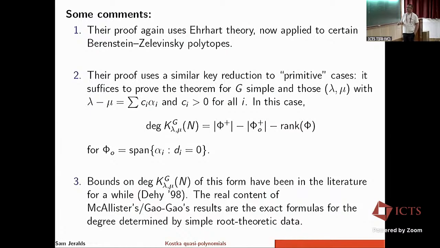This greatly simplifies your degree formula. It's just now the number of positive roots minus the number of positive roots on a much simpler subroot system, just looking at where lambda vanishes. This is essentially a parabolic root system, minus the rank of the root system of G.